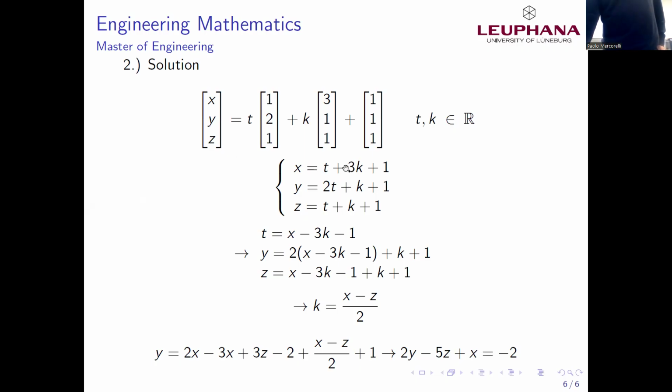From the first equation, t is x minus 3k minus 1. Clear. Math gymnastics. I plug in, or substitute, t in the second equation. This means 2 times t, where t is given by this expression here, plus k plus 1. Now, what do we have in this expression indicated by this arrow? We have one equation in which appears just the parameter k. We can see here, no?